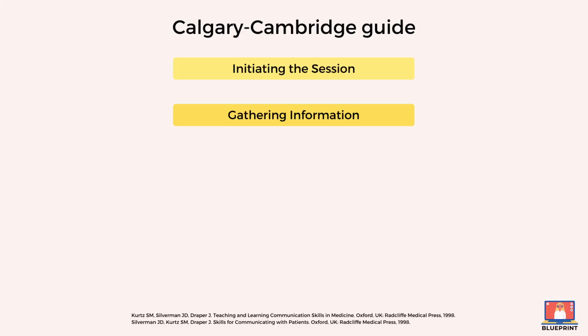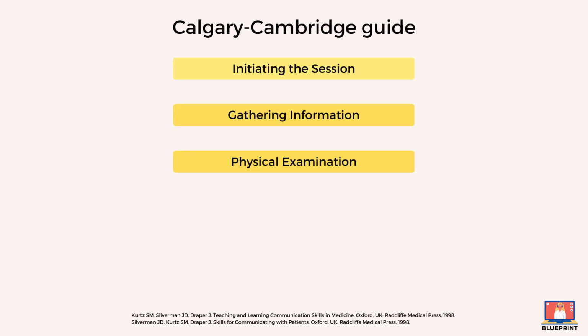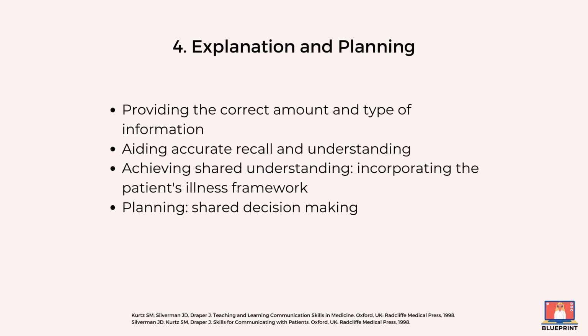After you've gathered the information, the next step would be physical examination. Then the next step after that would be explanation and planning. So you've identified the problem and you've got an idea what's going on. Then the next part is how you're going to solve that problem, how you're going to plan and explain to the patient what's going on. So you want to make sure that you're providing the correct amount and type of information for your patient. So every patient is different. Some patients might want to know more, other patients don't really want to know much. It depends really on the patient that you're consulting.